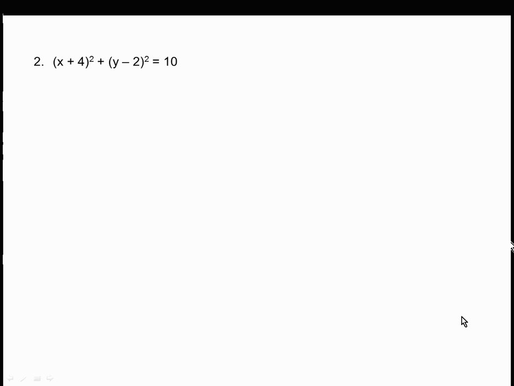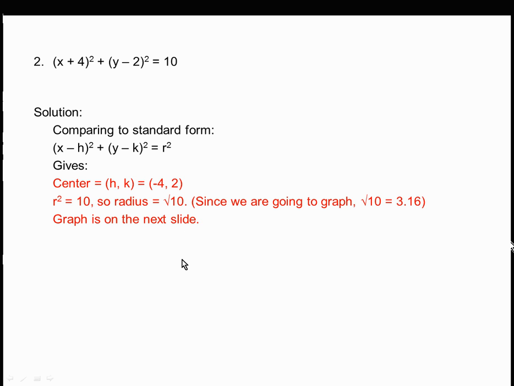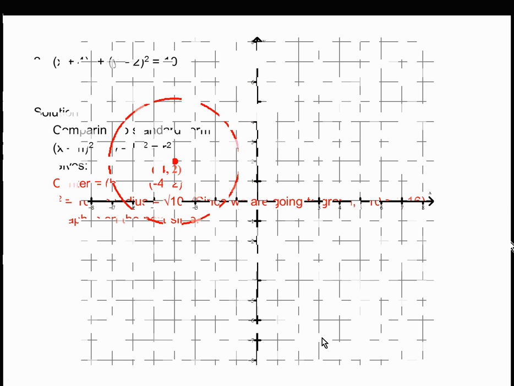Here's my next one. I have (x + 4)² + (y - 2)² = 10. Okay, remember, this is (x - h)² + (y - k)² = r². So the plus says I've got a minus minus. So my center is (-4, 2). My radius, remember, that's r². So my radius is going to be the square root of 10. Now, if we're going to graph it by hand, it's about 3.16. Now, I'm not literally going to graph it by hand, right? So if I were graphing it by hand, I'd plot my point (-4, 2). My radius is about 3.2, then move up and down and left and right. So there's my graph.